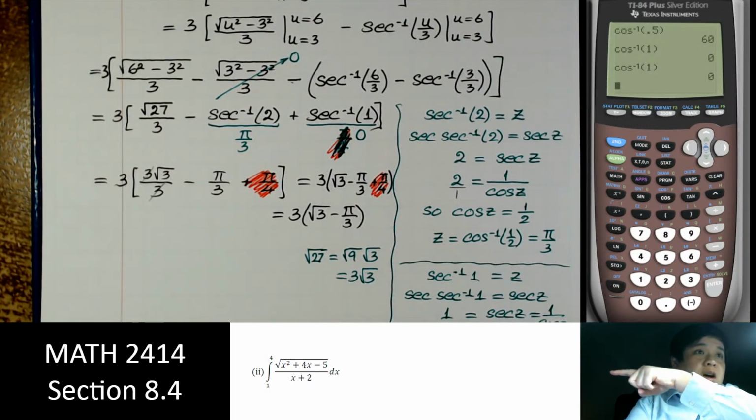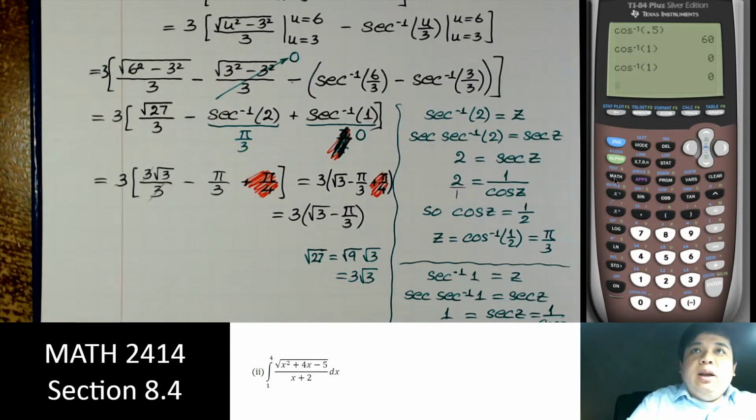By the way, at least let's check. I'm going to type that problem on the calculator. Math number 9. I have to go from 1 to 4. And we have a fraction, square root of x squared plus 5x, 4x minus 5, divided by x plus 2, and dx.